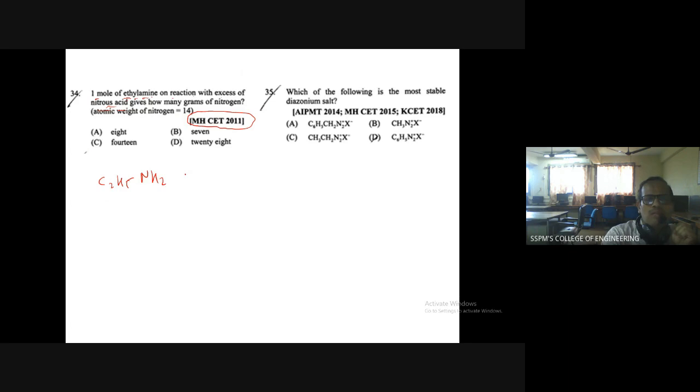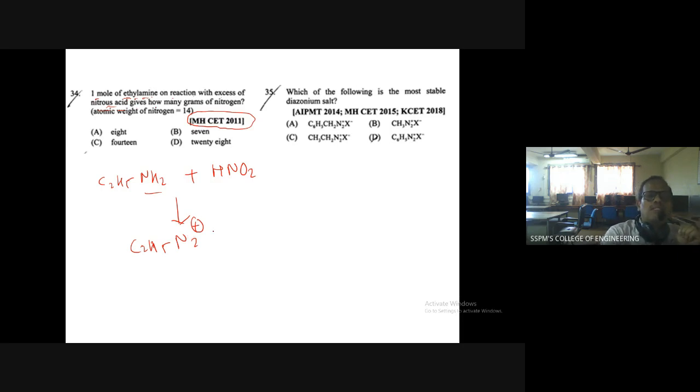C2H5NH2. This is ethylamine and its reaction with nitrous acid. So what will happen? C2H5 will remain as it is. NH2 will be converted to N2 plus. This is what is actually happening.